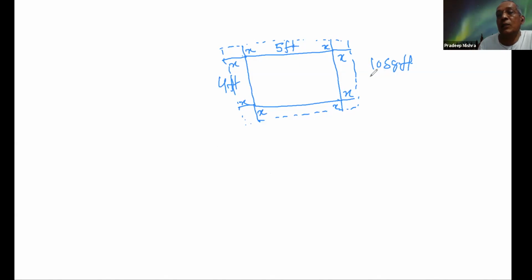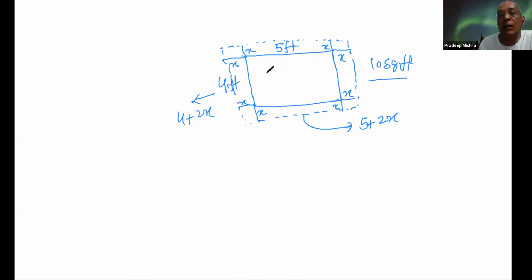The area they have given is 10 square feet. That means I have to find the area of this border. What is the total rectangle? This side will be 4 plus 2x, because it increases by x on this side and x on this side, and this length will become 5 plus 2x. I subtract 4 by 5 from the area of 4 plus 2x into 5 plus 2x.